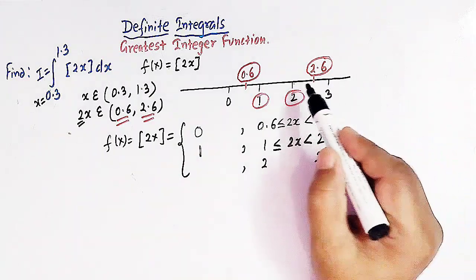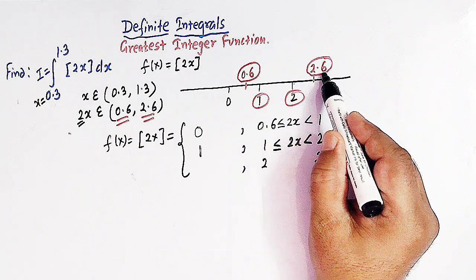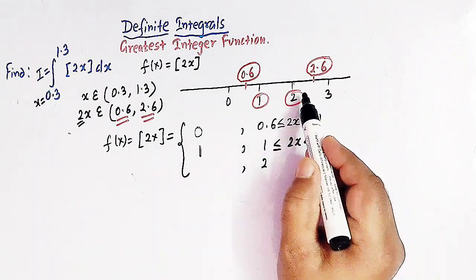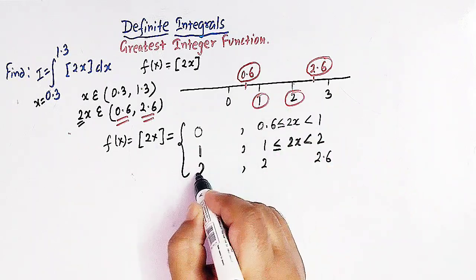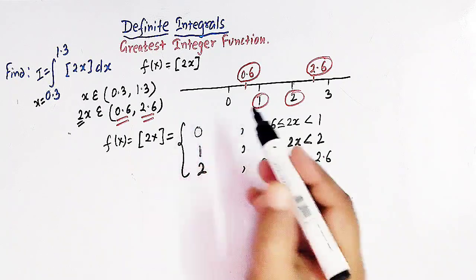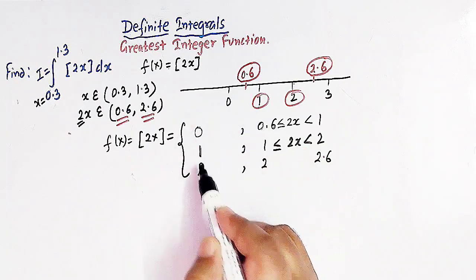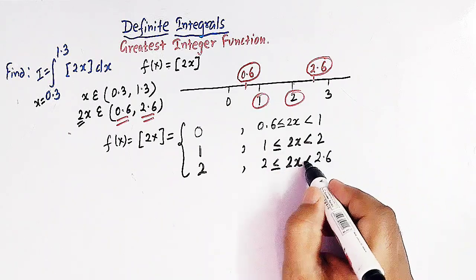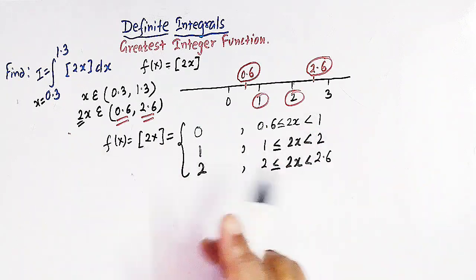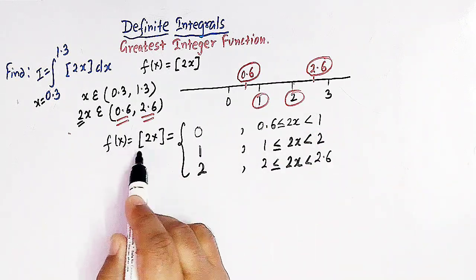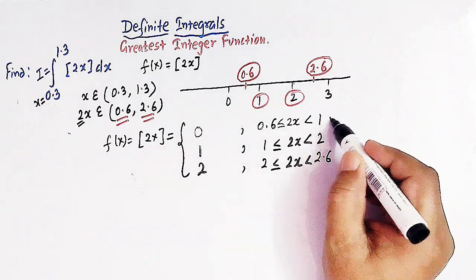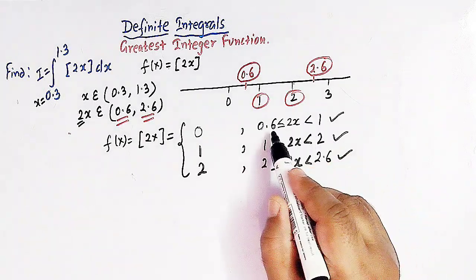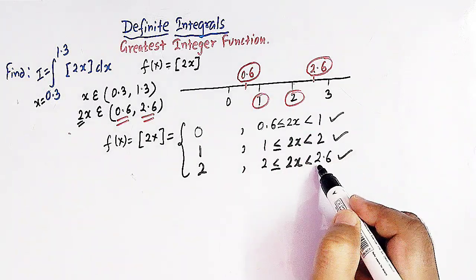And when 2x lies between 2 and 2.6, then the value of greatest integer of 2x must be equal to 2, right? So here we have the three integers, that is 0, 1 and 2. So here we have 2x, right? So this is how we can redefine this function f of x, which is greatest integer of 2x, in these three intervals, right? Now let us solve these three inequalities, right?